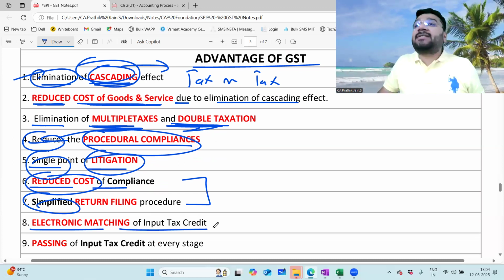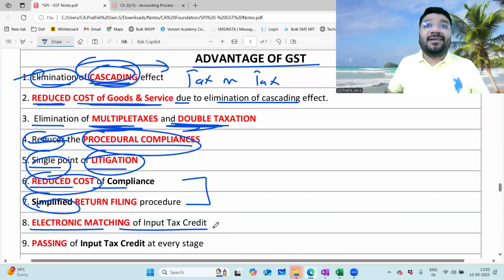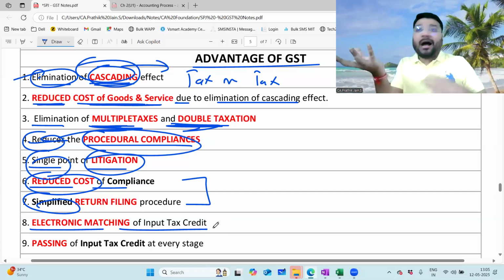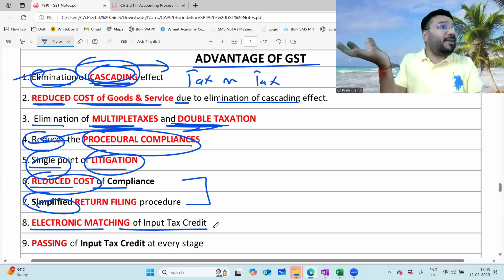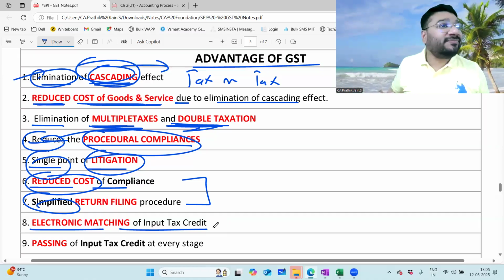Electronic matching of input tax credit. Now, the data you upload in the GST return, in that itself, how much input is taken and how much output, everything is there in the software. Where? In the GST software given by the government itself.